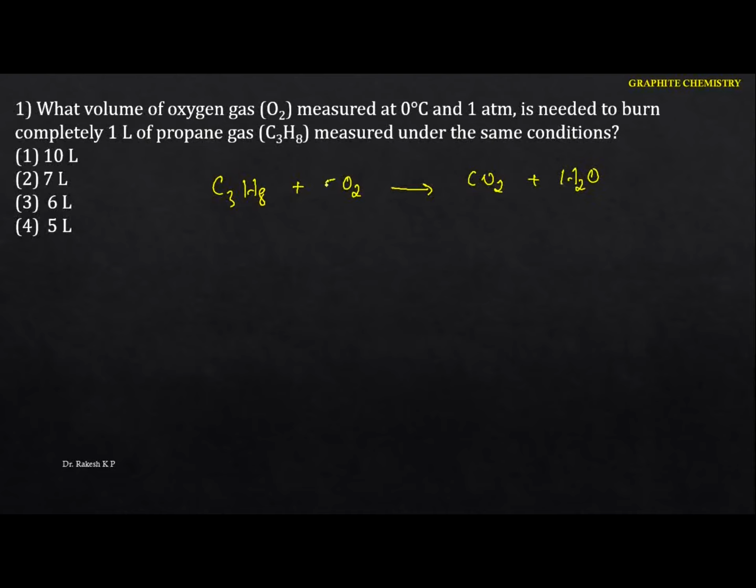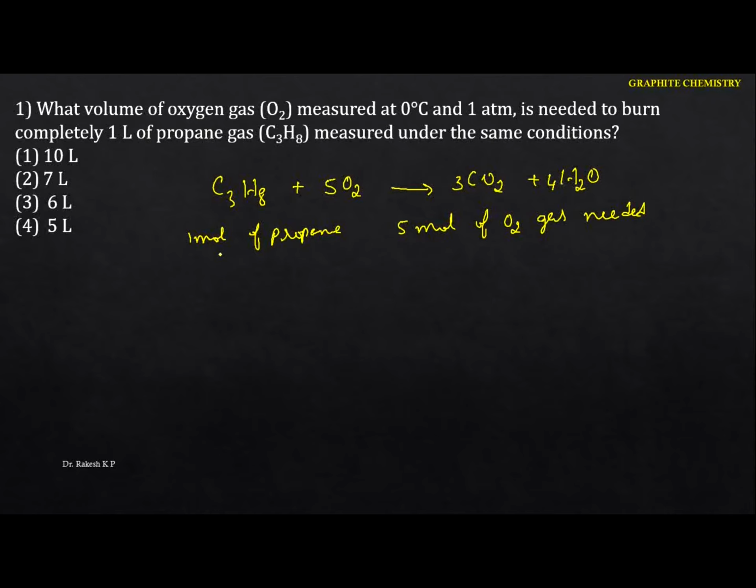This is 5, here this will be 3 and this will be 4. According to these equations we come to know that 1 mole of propane requires 5 mole of oxygen gas. That means I can write it as 5 mole of oxygen gas needed. So this is according to the given equation.